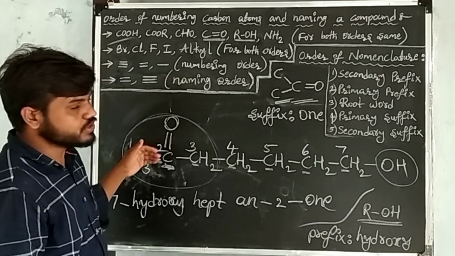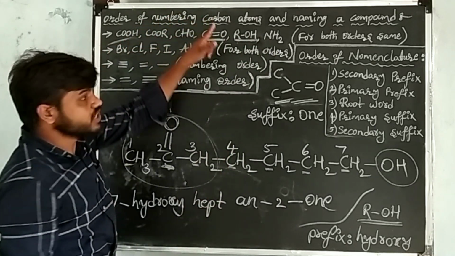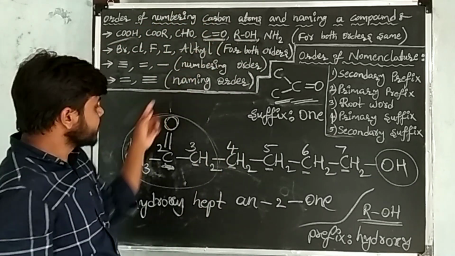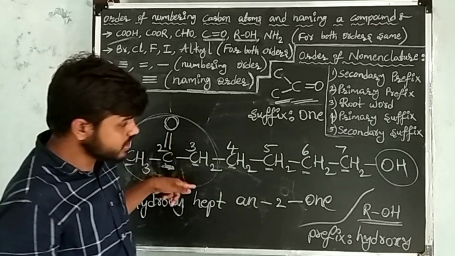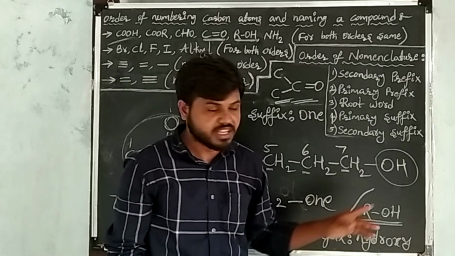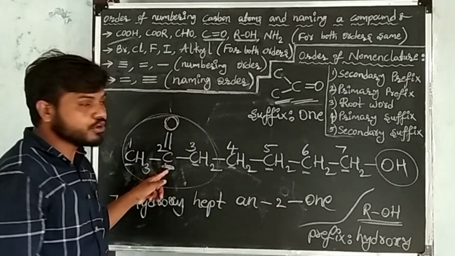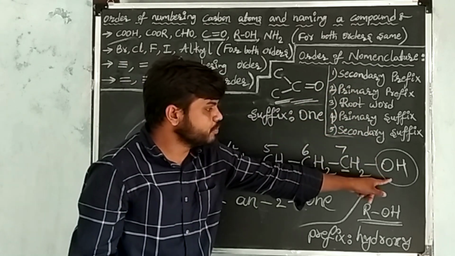Based on the priority, we should select that. See, this is ketone and this is alcohol. First, give the priority to ketone. So, ketone will become secondary suffix, and this alcohol will become secondary prefix. Alcohol is a prefix and ketone is a suffix. Okay. Now, alcohol position is what? 7.